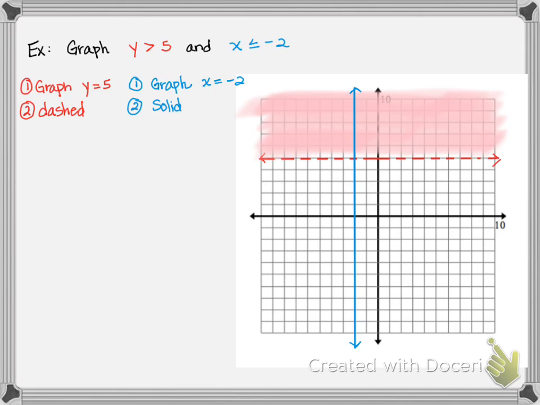And then again, because there's no y in this inequality, we don't have to worry about the combination of x and y. We're just looking for all of the points that have an x value that is less than -2 or less than or equal to -2. Where are those points going to be? Left. Yes, to the left of that line. So that's going to be all of this.